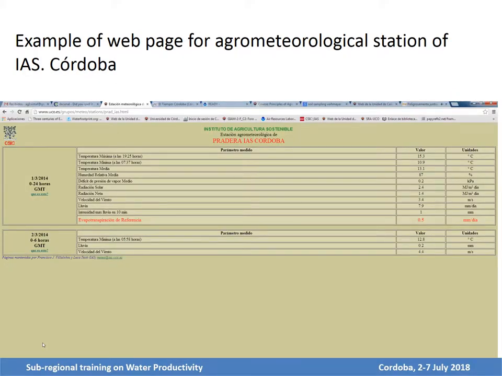The data from this type of weather station will be collected automatically and shown on the internet every day, like in this case, which shows one weather station belonging to the network of weather stations of the Instituto de Agricultura Sostenible in Cordoba. And the page will show every day the main values of climatic variables, and also it will include the reference evapotranspiration. Just in case, it also gives us the conditions of the past night, basically temperature and rainfall during the last night.